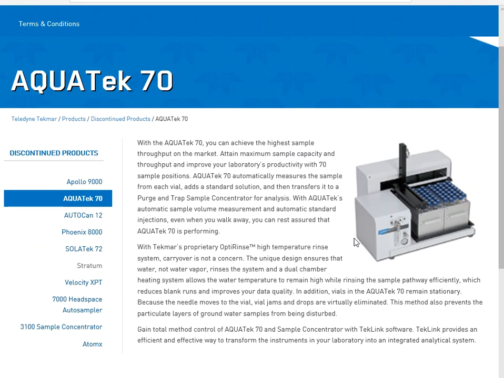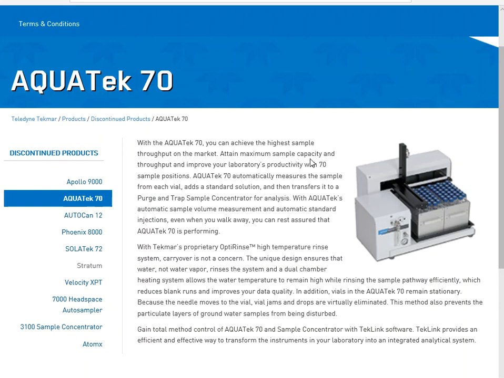Okay. So this is the autosampler unit that we have on that GCMS system that's connected to the purge and trap. So this is the autosampler for the purge and trap unit that will eventually go to the GCMS unit. So it says with the Aquatech 70, you can achieve the highest sample throughput on the market. Throughput just basically means how fast can we process samples, right? How long is it taking us to process a sample from front end to back end?